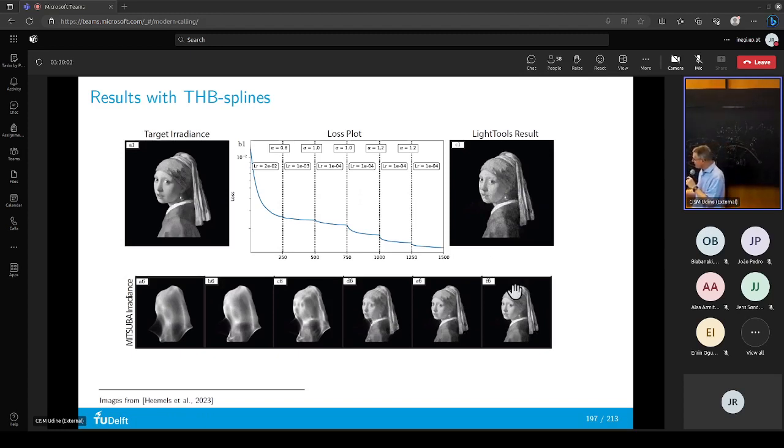And then let me conclude with what I was about to say here. This is the result that we get. I think it looks pretty nice. LightTools is a really commercially, productively used lens design toolkit. That's really used by Philips and others. And I would say we are not that bad compared to what they do.